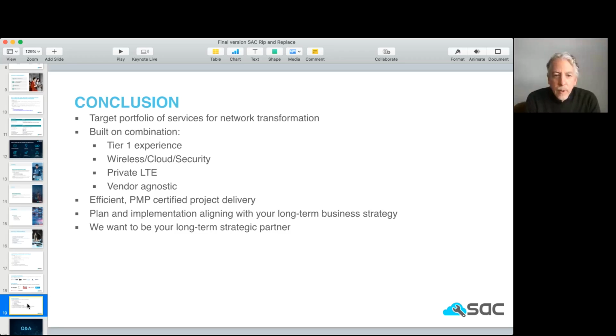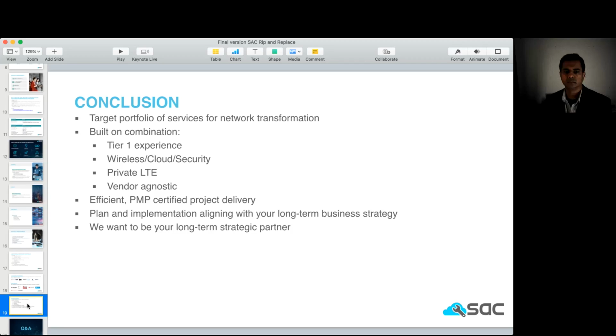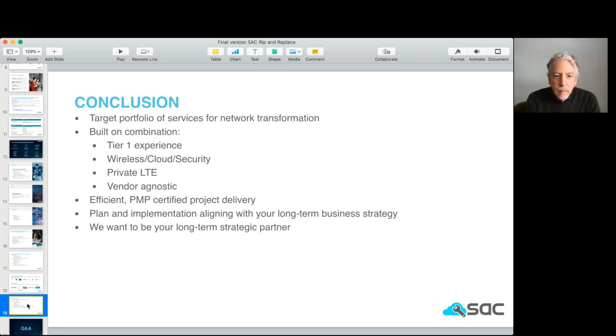And we feel like we're an ideal partner for you guys because we have tier 1 experience. We've done large projects, forward-looking projects, and we can bring that experience to you. We also have a broad range of portfolio services outside of the standard 4G and wireless world. We've got cloud and security experience, for instance, and we're proud of that. So, things like private LTE, the fact that we're agnostic to vendors, I think, make us ideal for helping planning and getting involved in vendor selection, et cetera, et cetera.